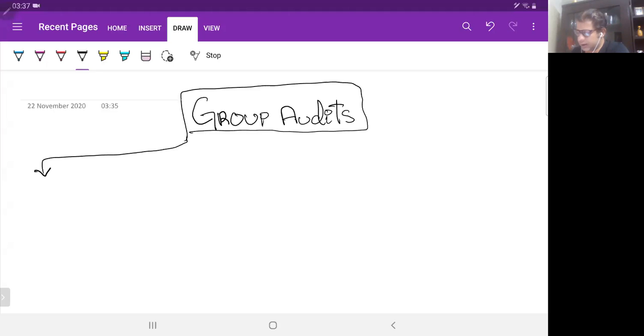All right, folks. Recently, group audits, or you can say the audits of group financial statements, is an area frequently examined in the advanced audit and assurance examination, and it can be tested at any stage, like any stage of the audit cycle. Therefore, in any section of the examination. It can be tested in planning stage.